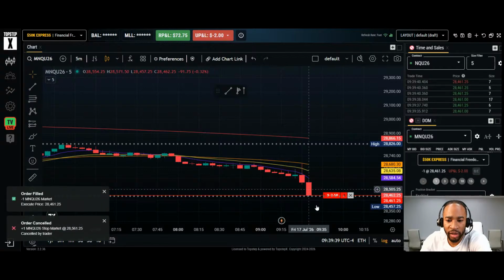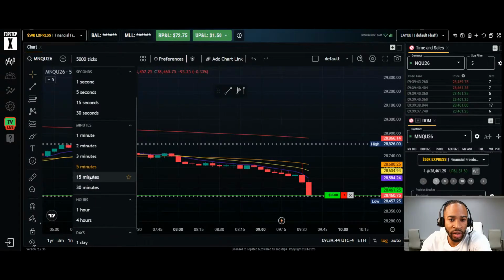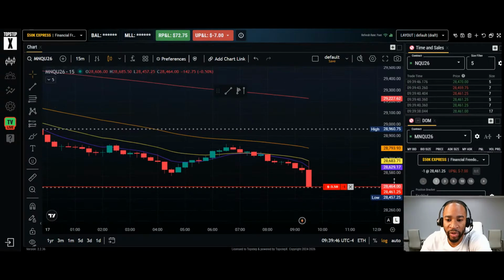I'm taking quick profits, family. No need to overstay your welcome because we all know that this thing can reverse on us at a fast rate. We have a 15-minute bearish candle on our chart. I'll add more if we continue to drop.